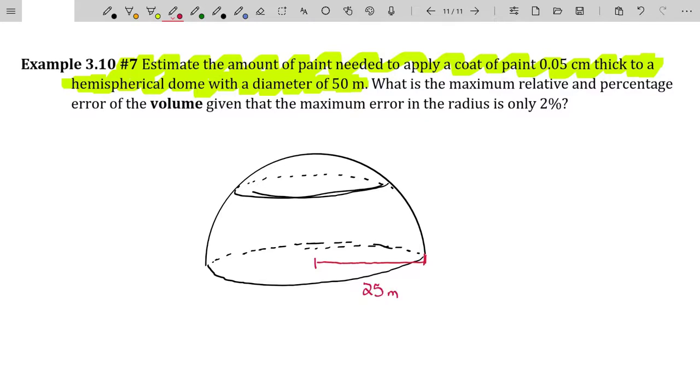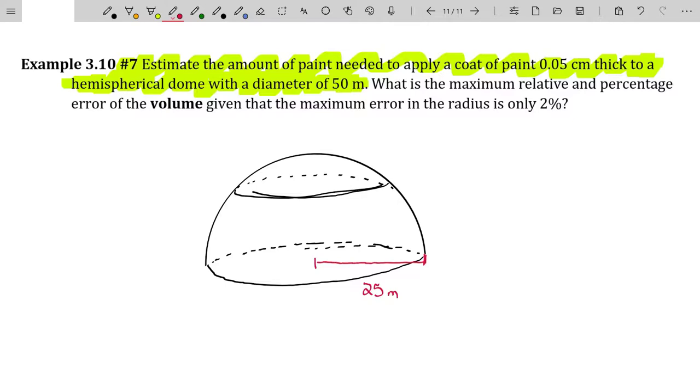Probably the hardest part of this problem is really interpreting what a coat of paint does to an object. It increases something, but what does it increase? Some people will say it's surface area, and that's actually sort of true. It does increase the surface area. But in this case, we're going to say it increases the volume. If you have a thick enough paint, and a 0.05 centimeter thick paint job is thick enough, that is going to give you an increase in volume.